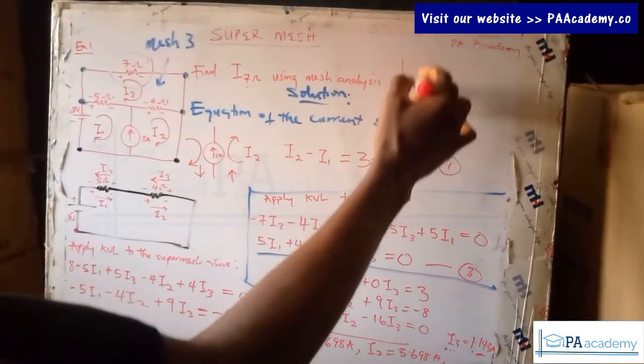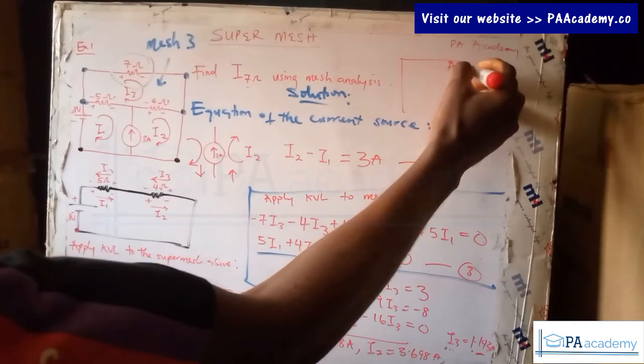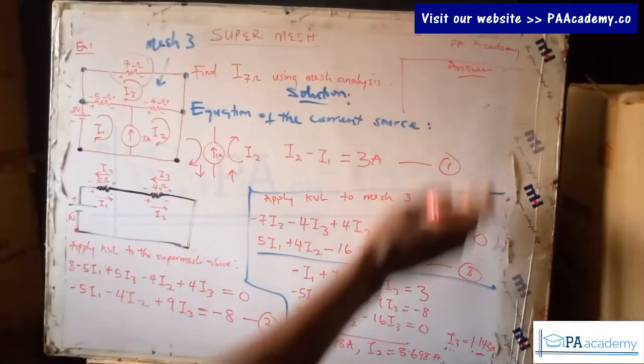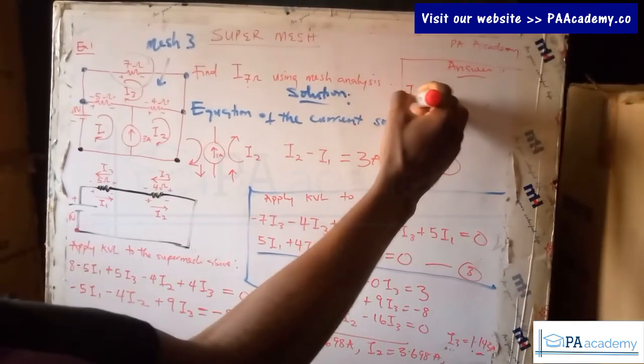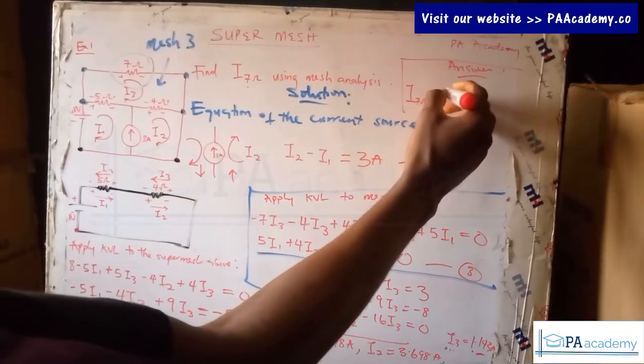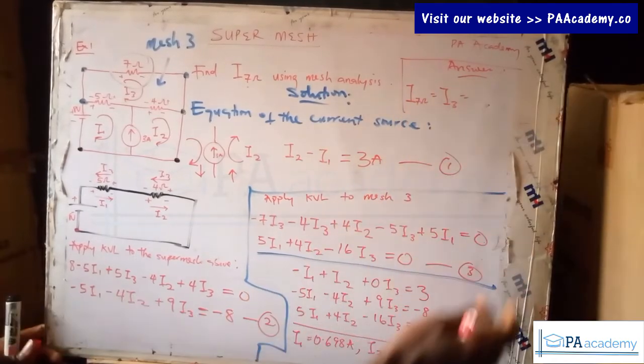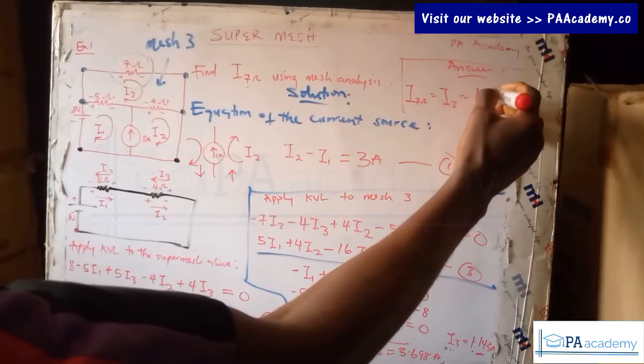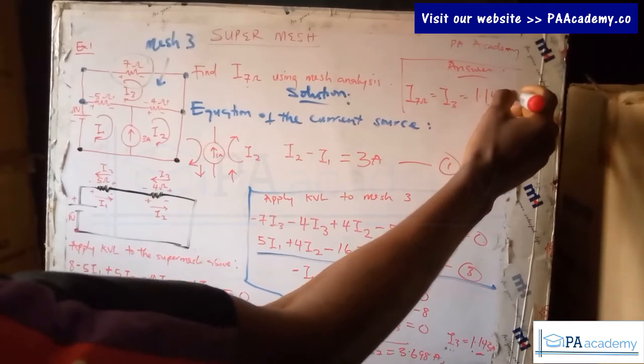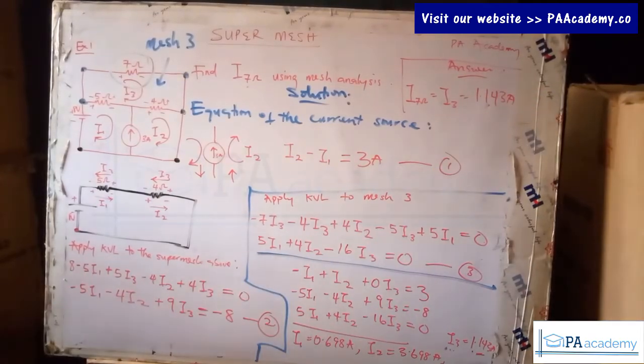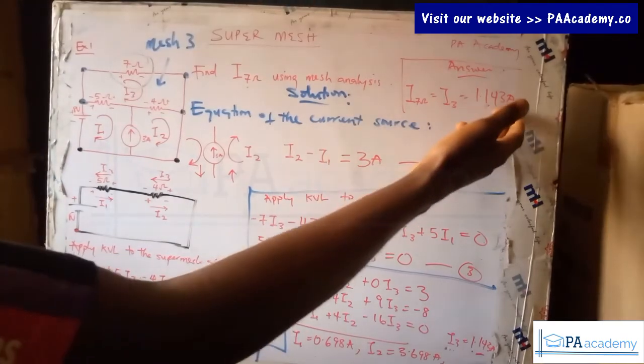So let me just write it here. So this is our answer here. Because there's no space here, let me just put it here. So that means the current that is flowing through our 7 ohm resistor is what? Is I3. And we've gotten our I3 to be 1.143 amperes. Now our answer is positive.